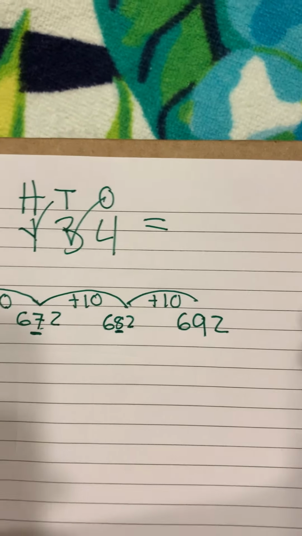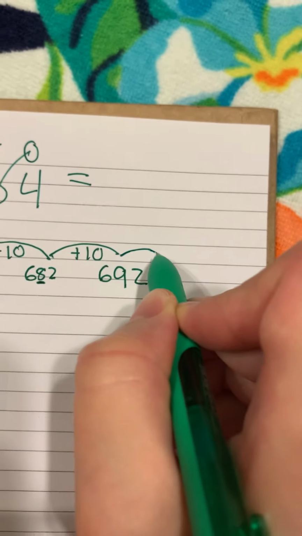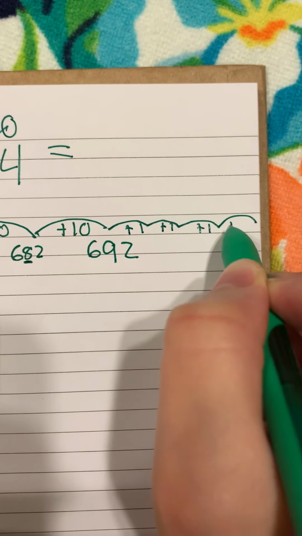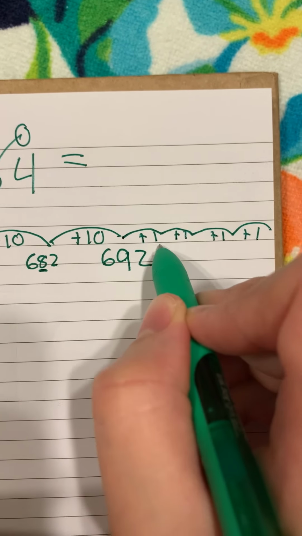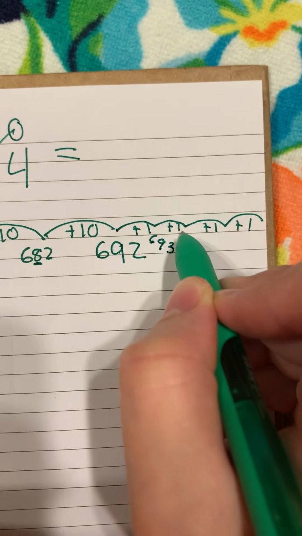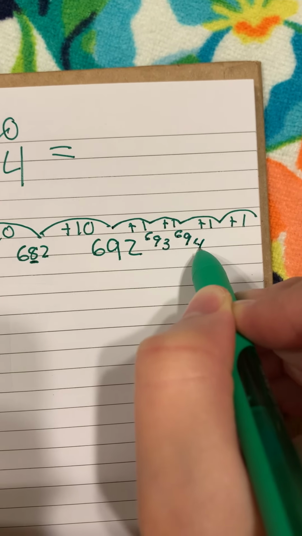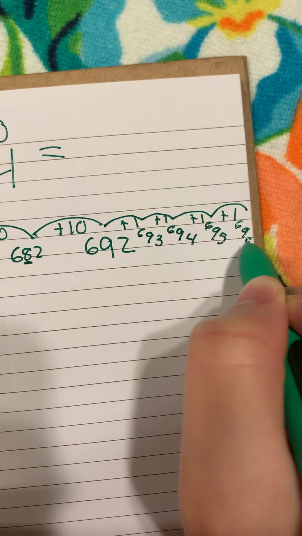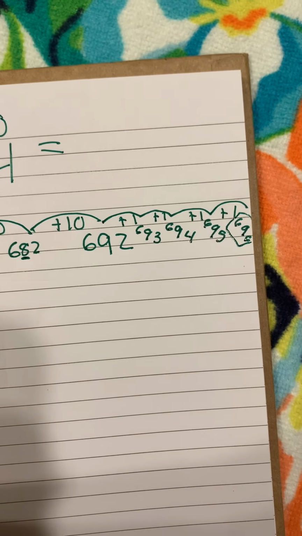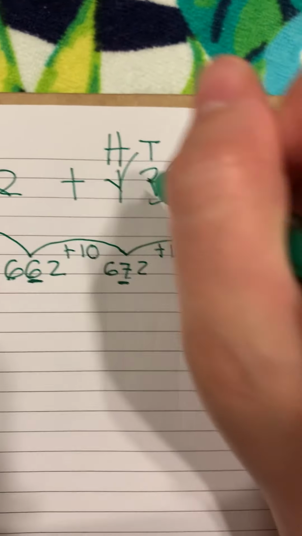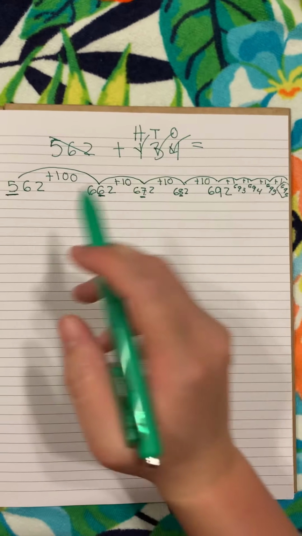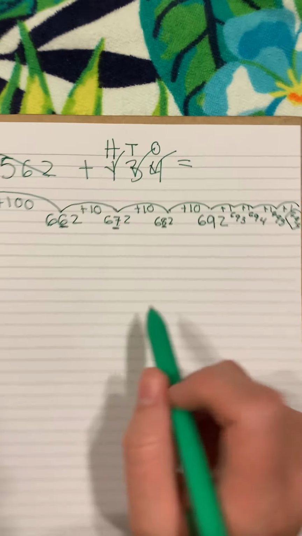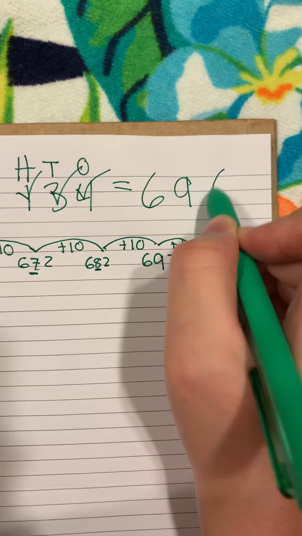Since our ones is our smallest place value, our jumps are going to be a little bit smaller. So 1, 2, 3, 4. Plus 1, plus 1, plus 1, plus 1. So 692 plus 1 more is 693. Plus 1 more is 694. 695. 696 is our answer. And since we added our ones, we're going to go back to our number and check it off. So 562 plus 134 equals 696.